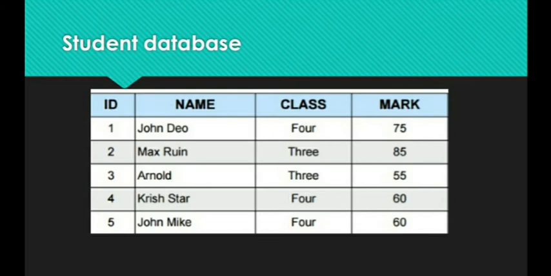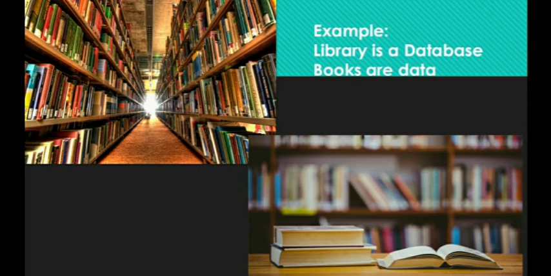Now we look at another example. We have taken the library as a database, and obviously what will be the data? Books will be the data. That is what the picture says. The library contains a huge collection of books with different authors. Here the library is the database and books are the data. Hope you got the meaning of this database.